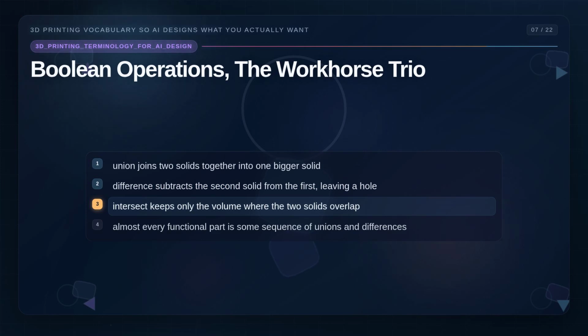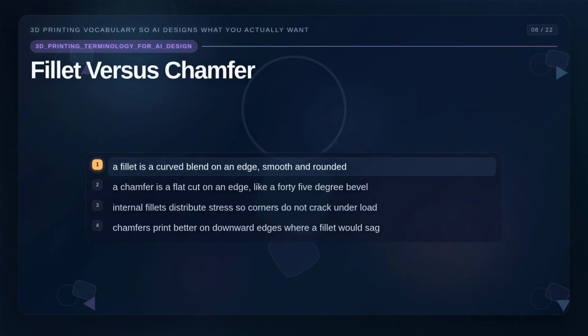Almost every functional part you will ever print is some sequence of unions and differences, often dozens of them in a single design. The vocabulary win here is huge. Instead of saying, cut a hole here, you can say, Boolean difference, a 6 mm diameter cylinder centered at this point, extruded 8 mm into the part. The AI knows exactly what to do.